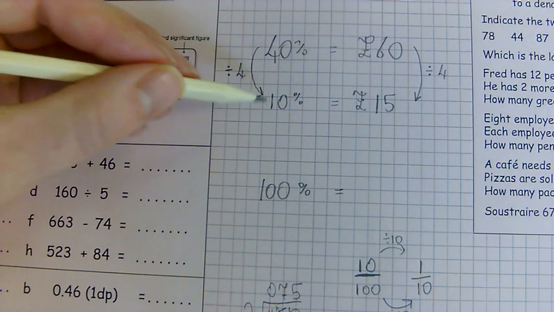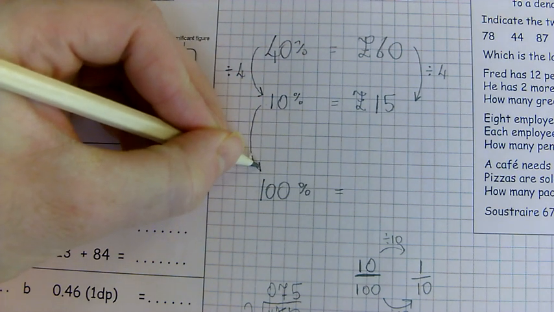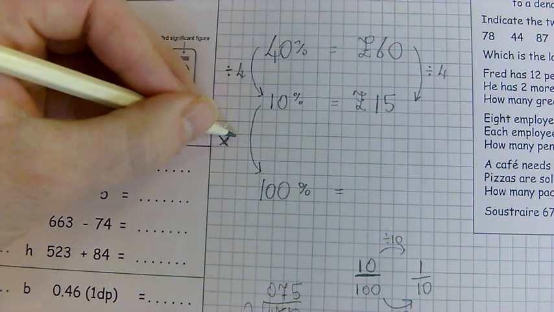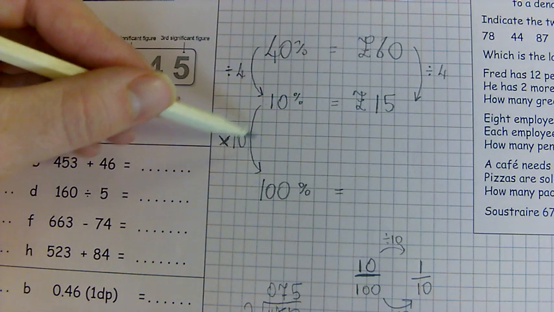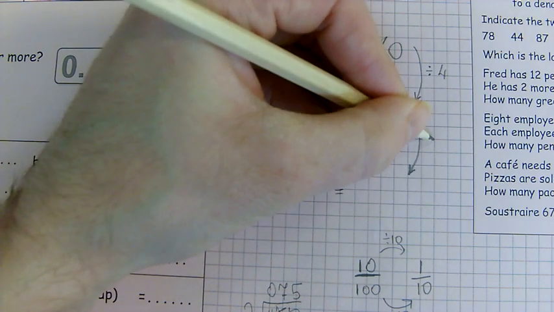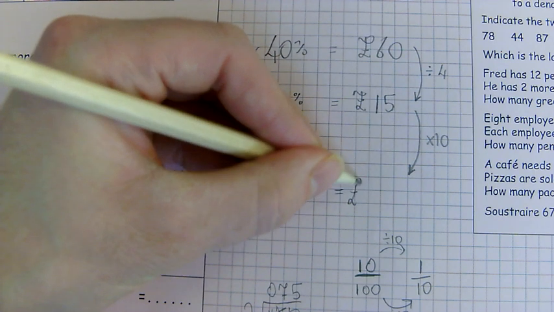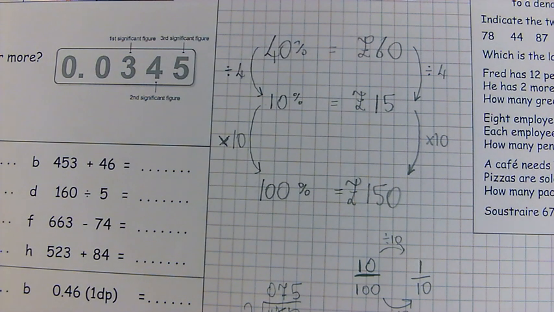To get from 10 to 100, I'll need to multiply by something because it's getting bigger, and I'll multiply by 10. And again, whatever I do to this side, I need to do exactly the same over here. So I need to do 15 multiplied by 10, which is £150. And that is your 100%. Very straightforward way of doing it.